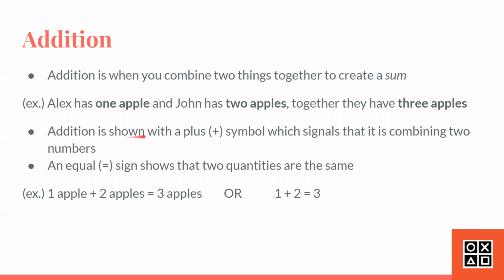So addition is shown with a plus sign as seen right here and here, and it signals that it is combining two elements. An equal sign shows that the two quantities are the same. So what that means is that 3 is equal to this entire quantity. So 3 is equal to 1 plus 2, or 1 plus 2 is equal to 3. All right, let's move on.